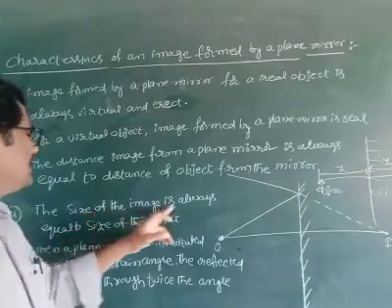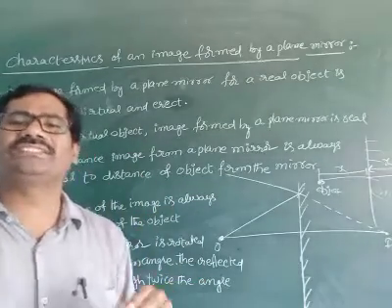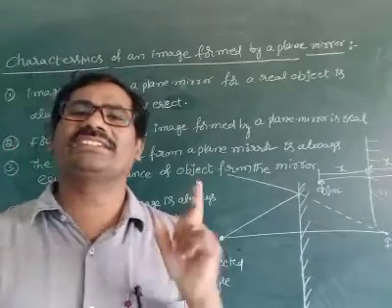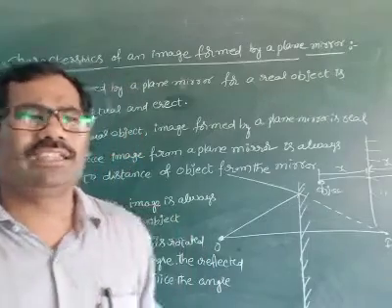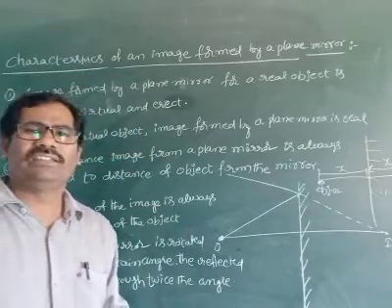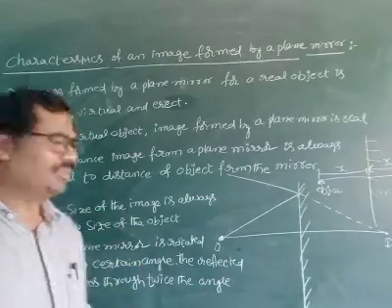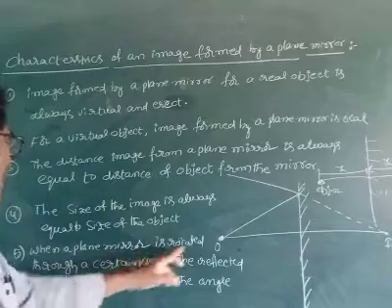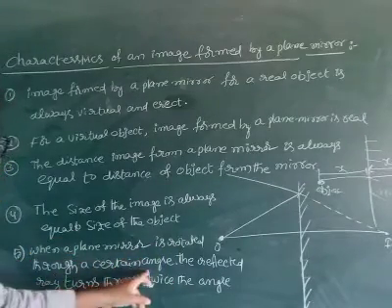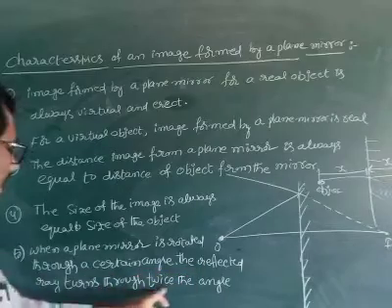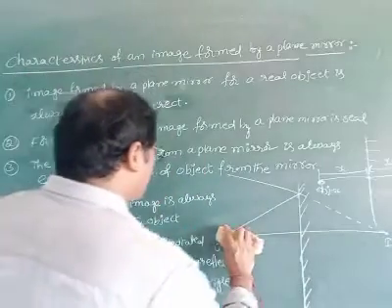That means the size of the image is always the size of the object, and that ratio is called magnification. For a plane mirror, magnification is equal to 1. That means the size of the image is equal to the size of the object. Both are the same. Next, when a plane mirror is rotated through a certain angle, the reflected ray turns twice the angle. Let me give an example.